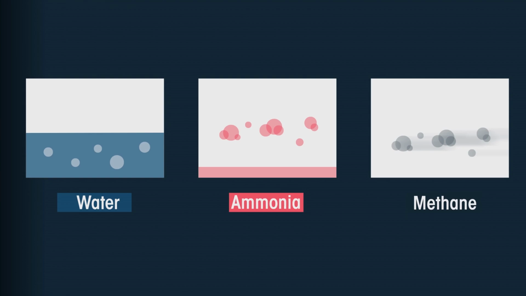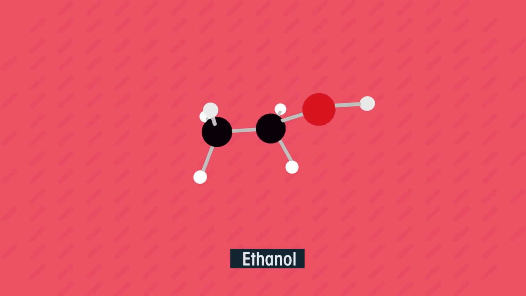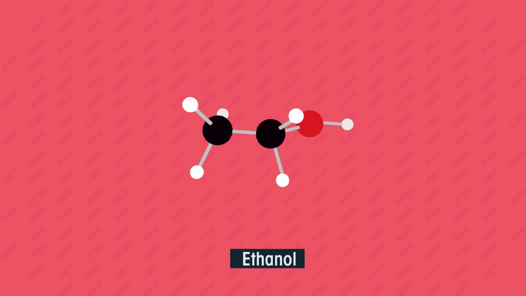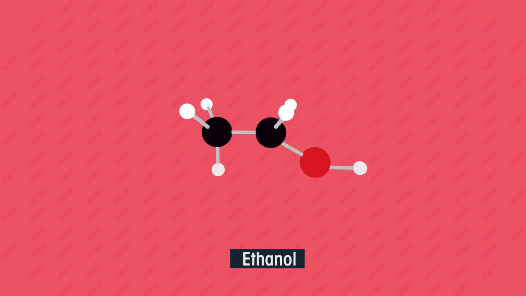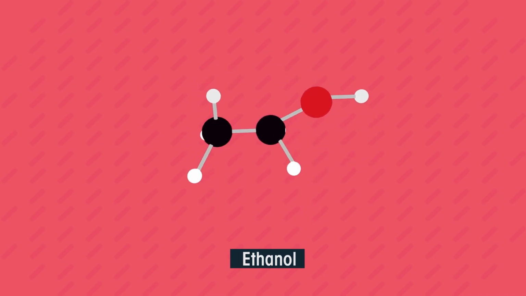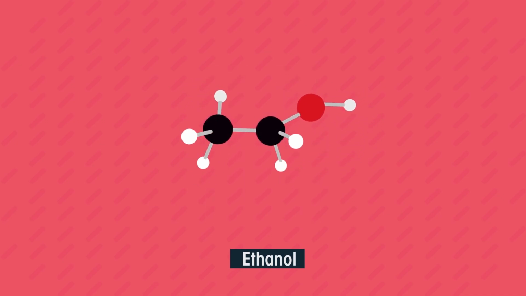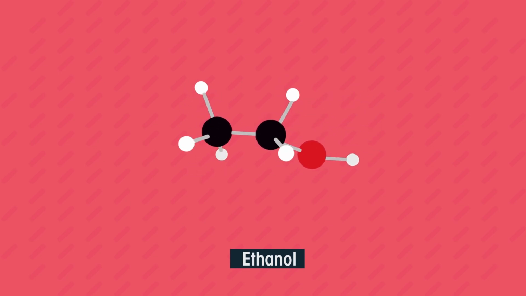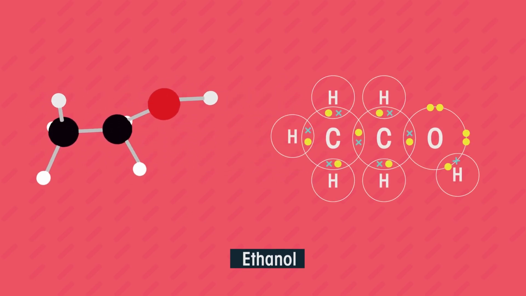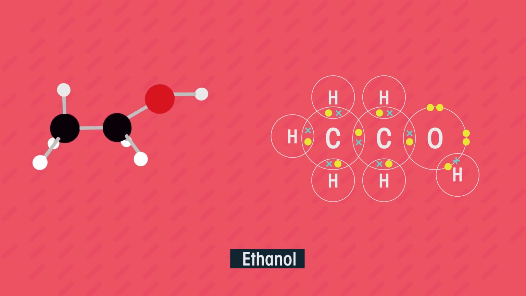Now let's look at something a little harder. Ethanol. This contains carbon and oxygen. How would you draw the 2 kinds of dot and cross diagrams of ethanol? Pause the video while you figure it out. Ready for the answer? Dot and cross diagrams of ethanol would look like this.